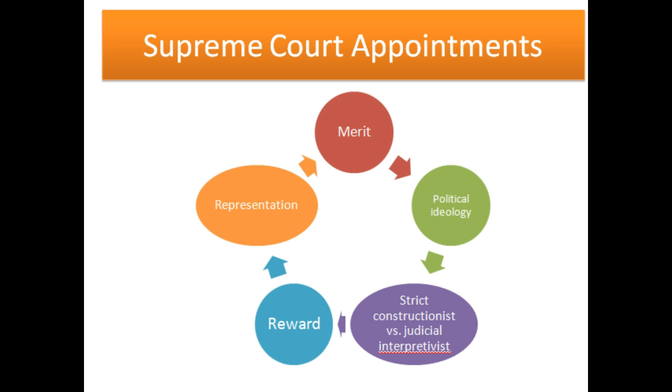What does the President look at when appointing Supreme Court justices? There are numerous things. For example, he looks at the merit of the particular candidate that he wants to nominate, the political ideology, whether they're a constructionist judge or interpretive judge. It may be a reward for supporting him or her, the president that is, in their presidential campaign.